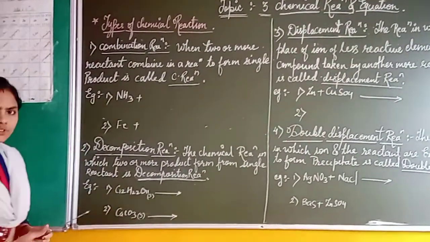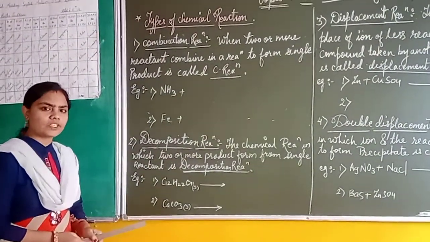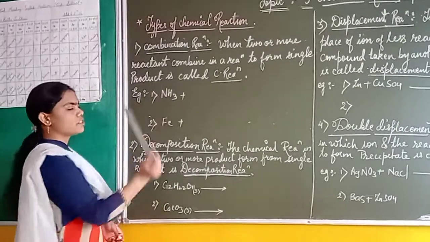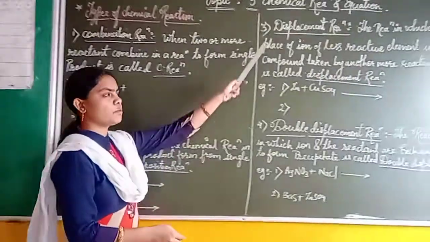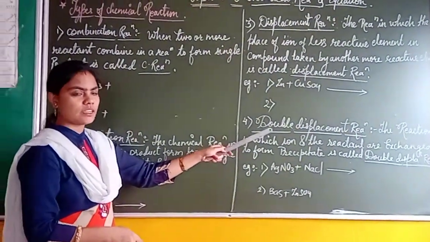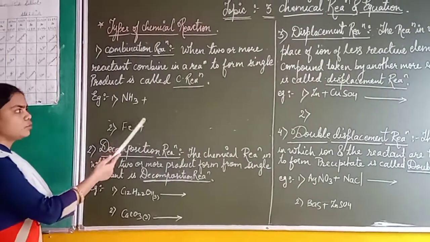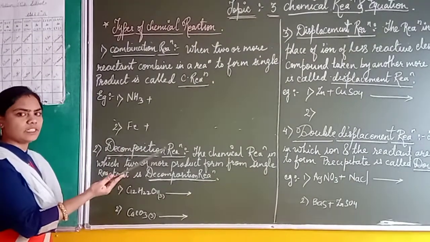What are the different types of chemical reaction? Basically, there are 4 types of chemical reaction that we are going to study today. So first is combination reaction. Second is decomposition reaction, third is displacement reaction, and the fourth is double displacement reaction. Right? So we are going to see one by one the explanation of how the reaction takes place and what are the different examples that it involves.